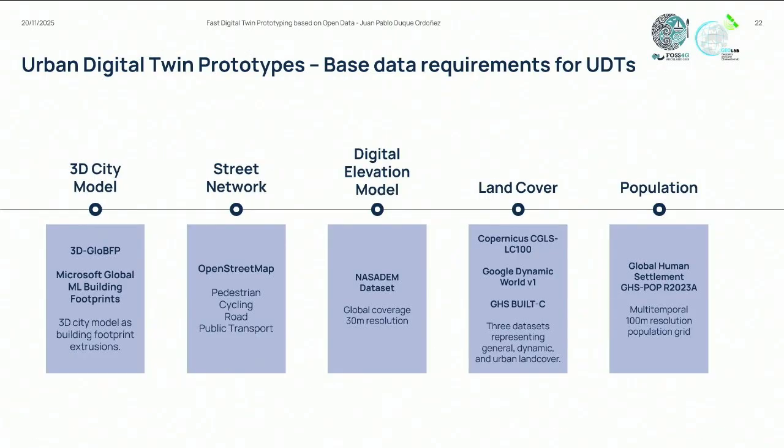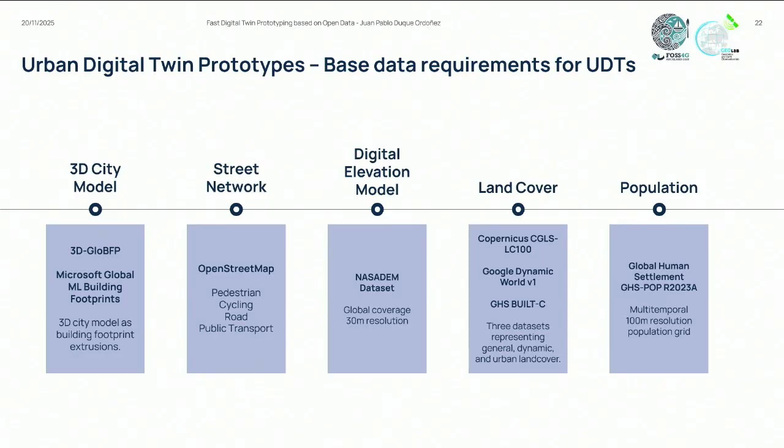But the base data gives the urban digital twin its life. And by providing base data from global open sources, you can actually create this automated framework for creating urban digital twins. So from the base data requirements that we found for urban digital twins, we found these 5 data typologies. We have, for example, the 3D city models, highlighting the importance of 3D data. You may know that 3D city models from global open data are very difficult to find. So what we do is we use building footprints with height information to create extrusions of the buildings to actually create some kind of 3D city model.